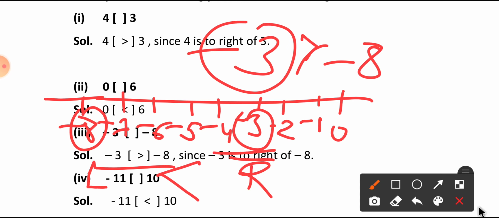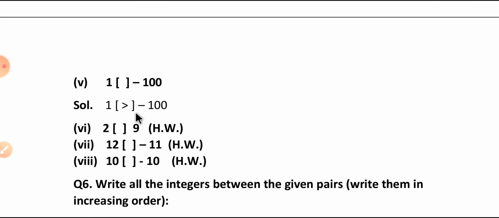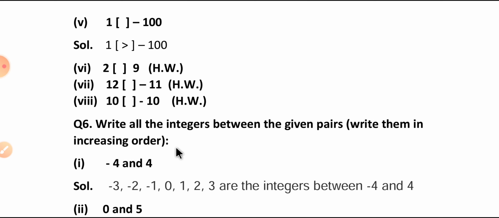Then minus 11 and 10. Here directly you can say that minus 11 is a negative number and 10 is a positive number, and we know that positive numbers are always greater than negative numbers, so 10 is greater than minus 11. Then 1 and minus 100. After this, 1 is greater than minus 100. Then compare 2 and 9, 12 and minus 7, and 10 and minus 10. This one is your homework.